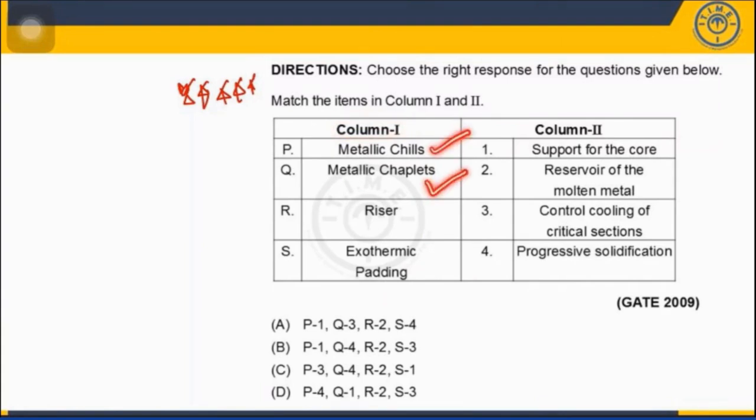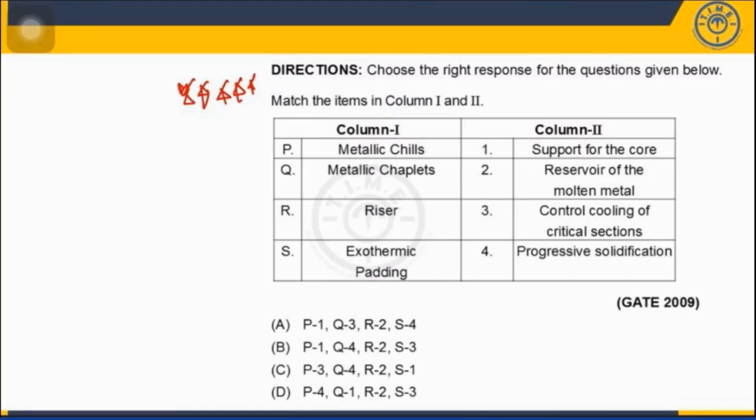What do you mean by metallic chaplet? What is riser? Riser you already know, which is basically a reservoir of molten metal. So this is over. And the S is nothing but the exothermic padding. Okay, so you have to correctly match these PQRS options with the 1, 2, 3, 4. But let's try to understand one by one what is metallic chill, metallic chaplet, riser, as well as exothermic padding. Because an MCQ question can be framed from these 4 options. That's why I have taken this problem. This question was asked in GATE 2009.